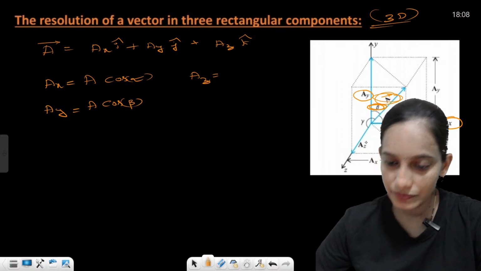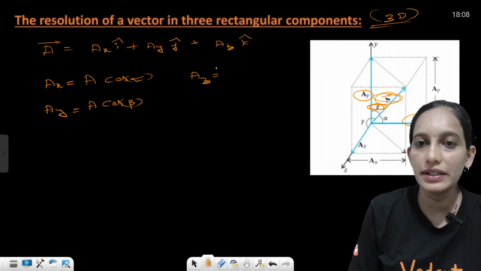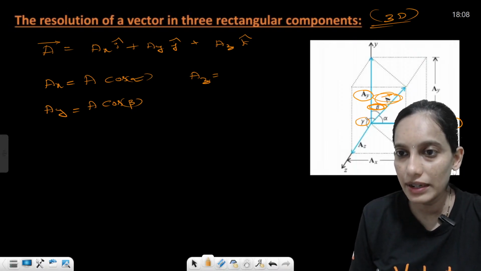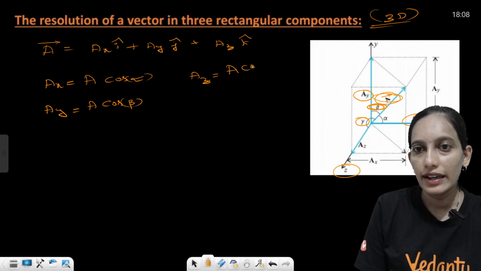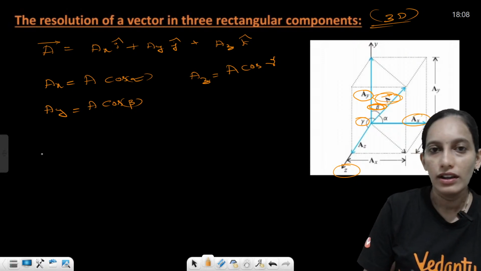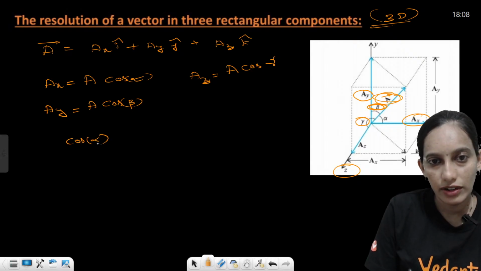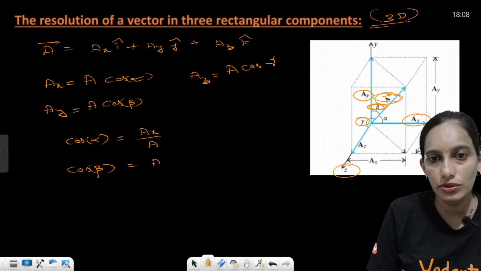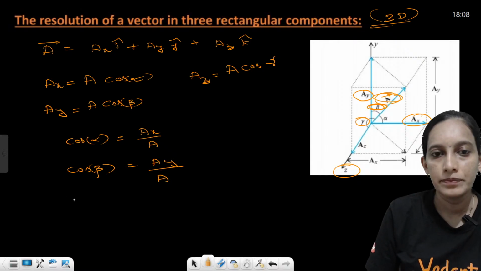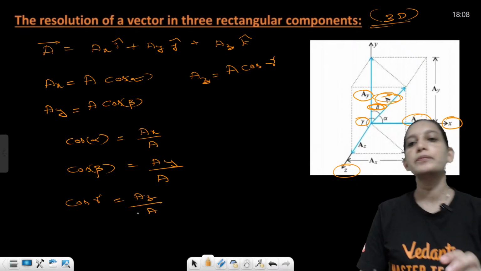Any other doubts? Yes, so az can be written as, here gamma is the angle made by vector a with the z axis. So you can write it like a cos gamma. Or if we write the ratio of cos alpha, cos beta, cos gamma, what do we get? So we can say cos alpha is equal to ax by a, then cos beta is equal to ay by a, and cos gamma is equal to az by a.